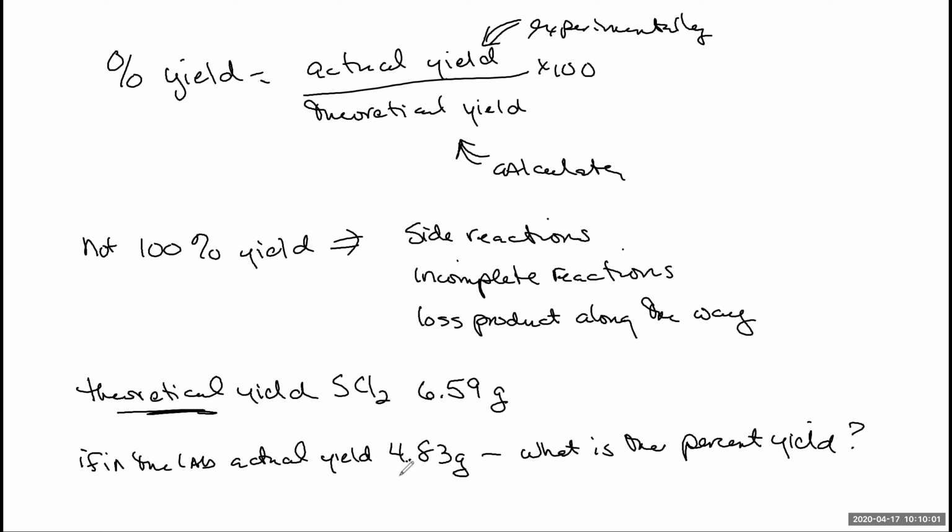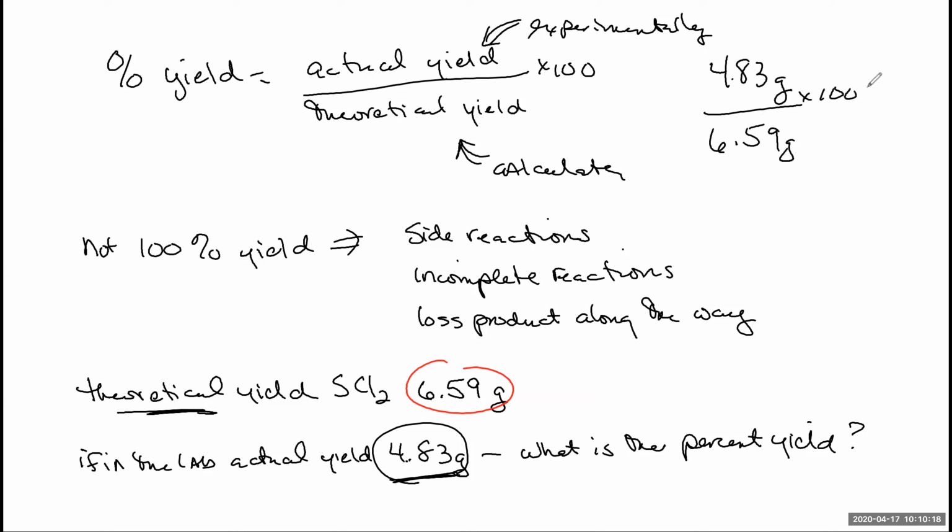Well, the percent yield is going to be actual divided by theoretical times 100. So my percent yield would be 4.83 grams, that's my actual, divided by my theoretical, 6.59 times 100. My percent yield for this one would come out to be 73.3%. So you'll get to practice that in the lab.